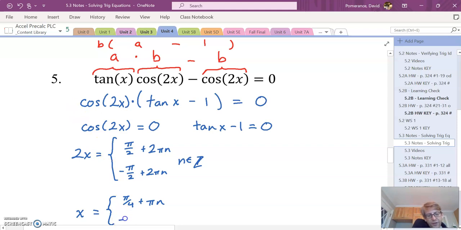Make sure we do that with the other solution as well. So negative pi over 4 plus pi n. And that's all the solutions from cosine of 2x equals 0. But we also have all the solutions from this other one. So this is the tangent equation.